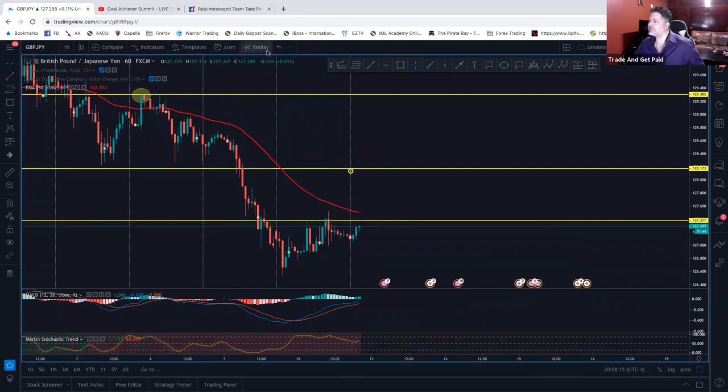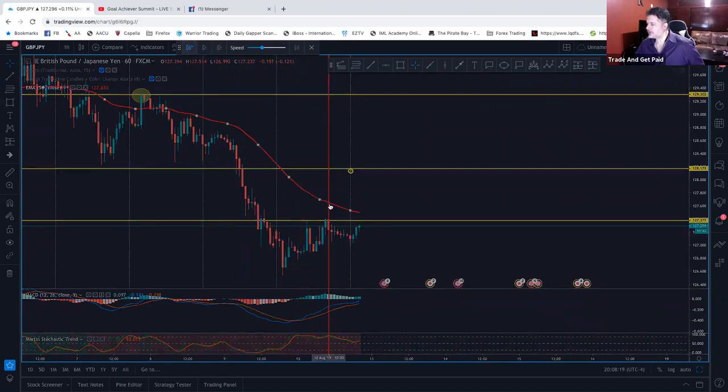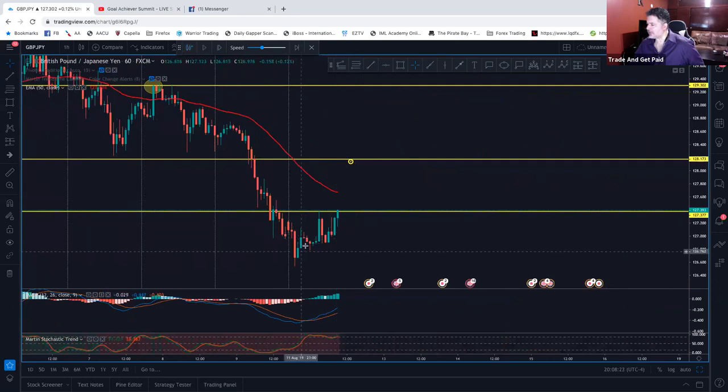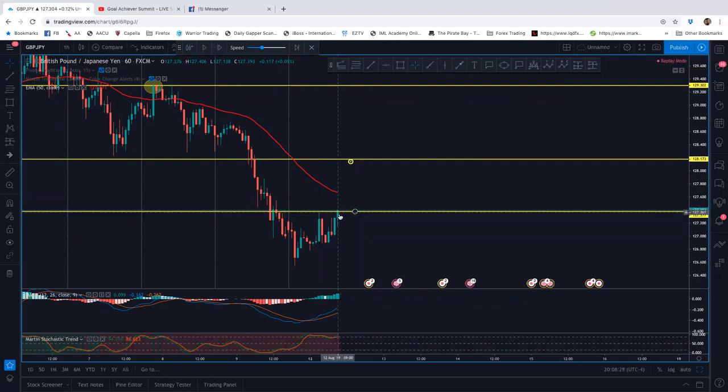What's going on? I want to do the replay. Okay, there you go. So this candle came up, right? And it broke the zone. Yeah, it effectively broke it. It closed above it.